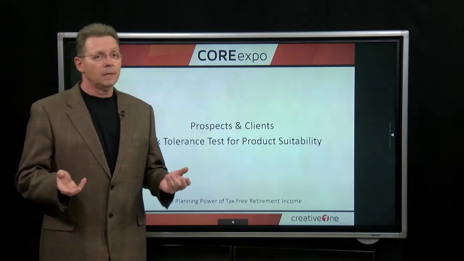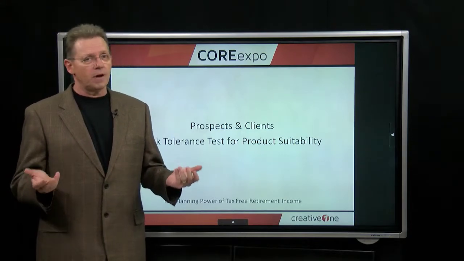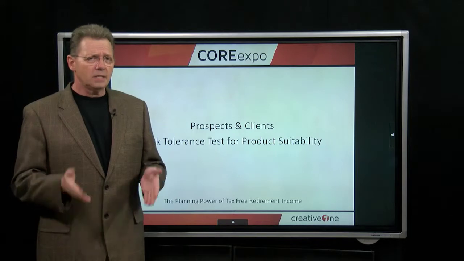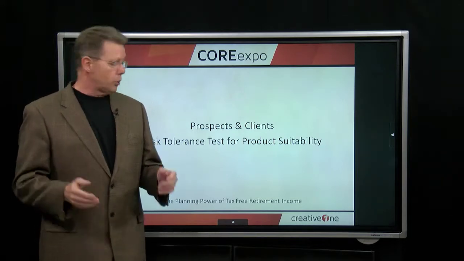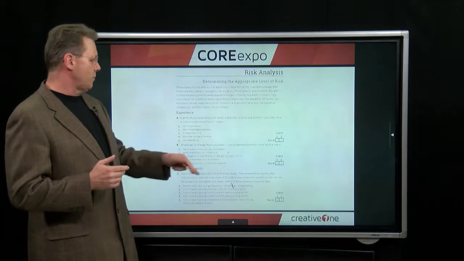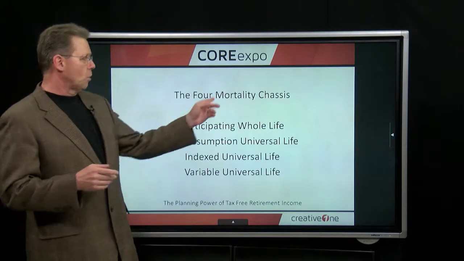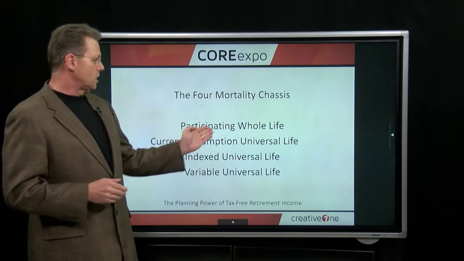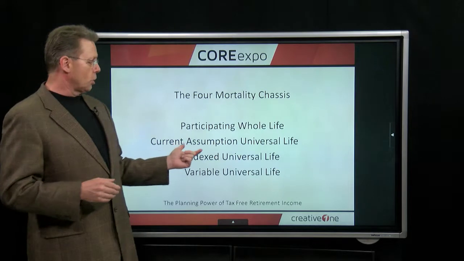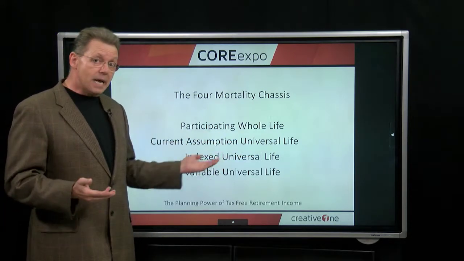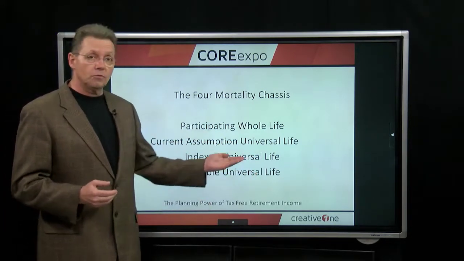And every time I bring this up, this is a new concept to most advisors and insurance professionals, because I really need to know which one I am going to use. There are so many out there, and I want to be able to look at the 4 mortality chassis: participating whole life, current assumption universal life, index universal life, and variable universal life.